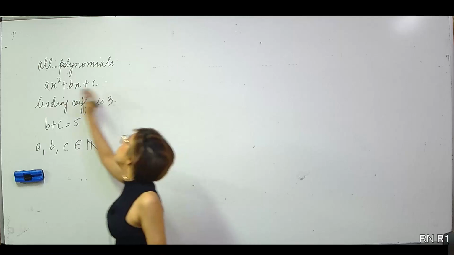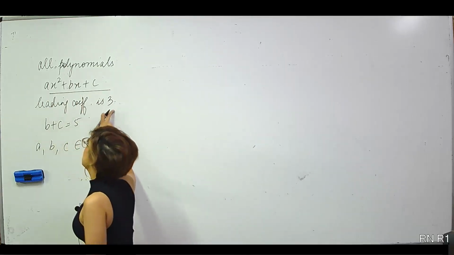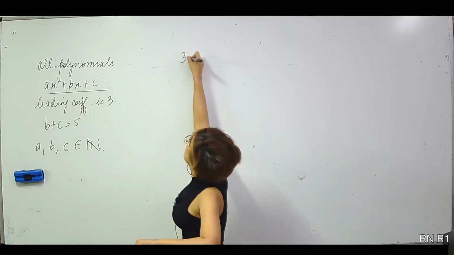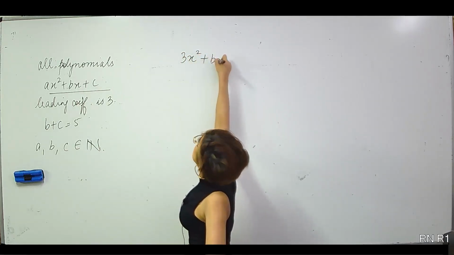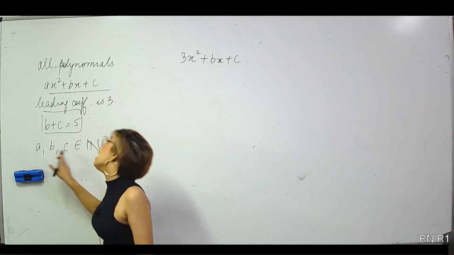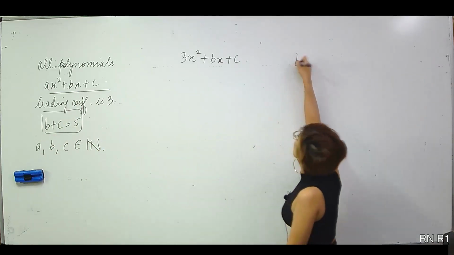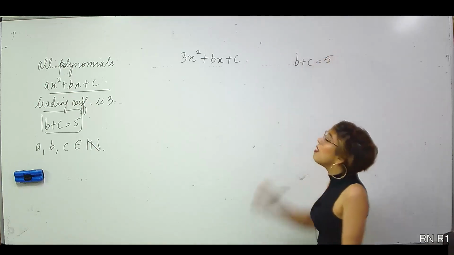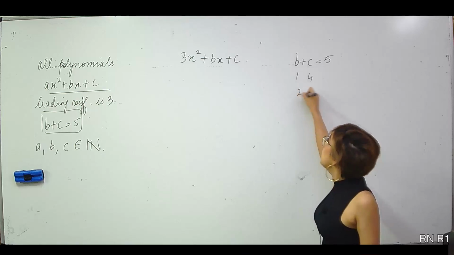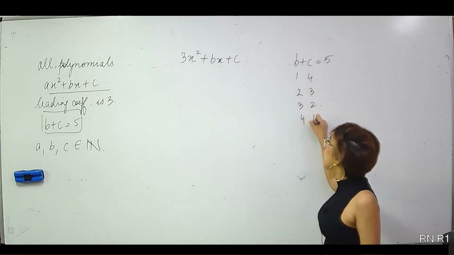Now he says the polynomial is of this form. Leading coefficient is 3. That means a is 3. So my polynomial looks something like this. 3x square plus bx plus c. Now he says that b plus c is 5 and b and c are natural numbers. So sum of two natural numbers is 5. There are hardly any guesses. So 1, 4, 2, 3, 3, 2, 4, 1.